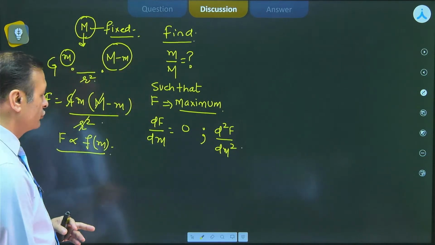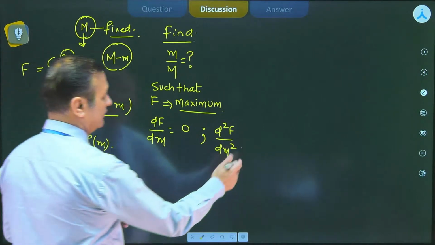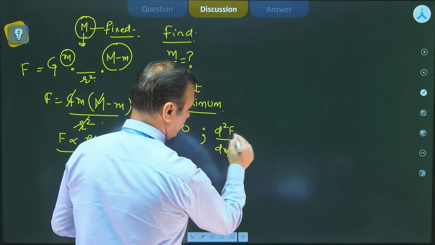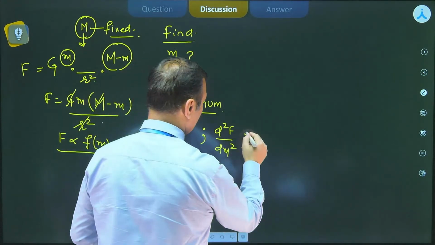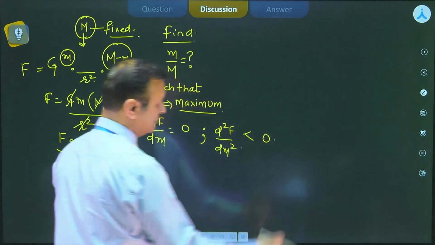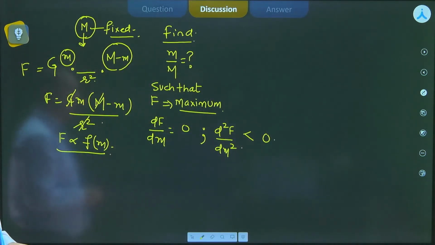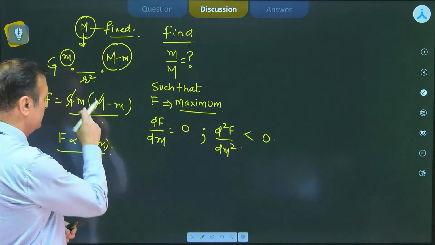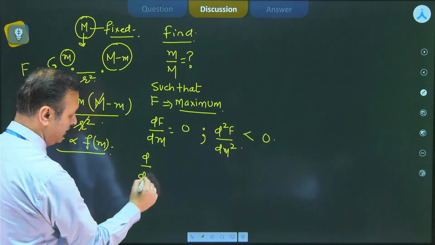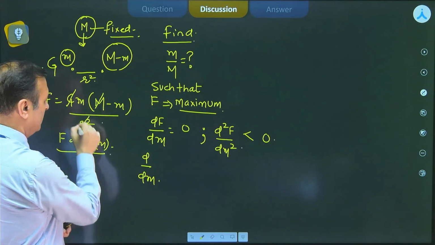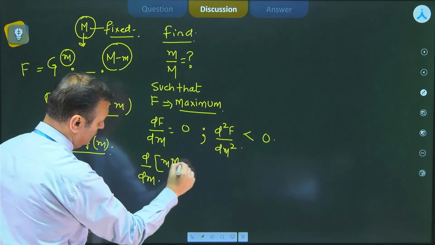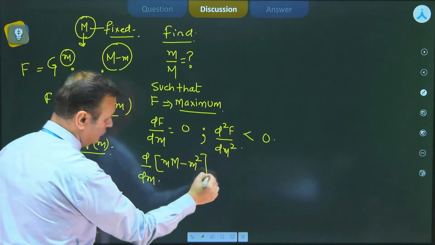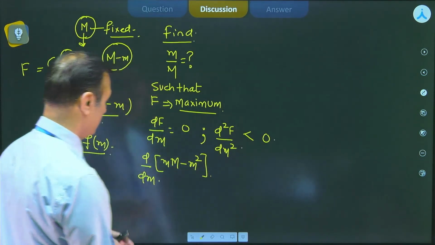So what is this for the force to be maximum? This has to be negative, or shall I say this has to be less than 0. You got it or not? Now let's check this. So when you differentiate df by dm, these parts will not be there, but if I open this bracket, this is the one.